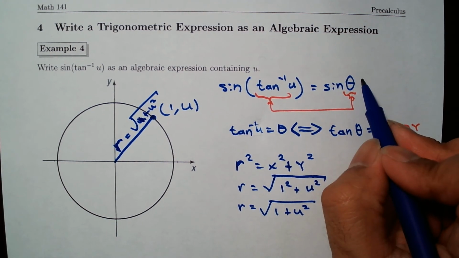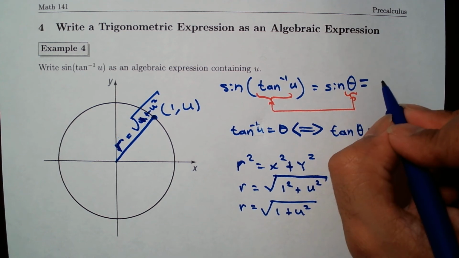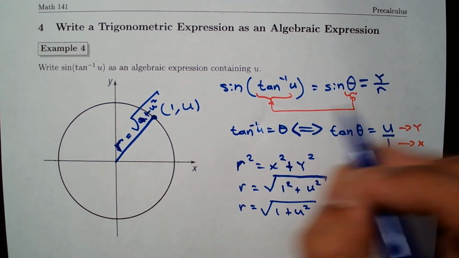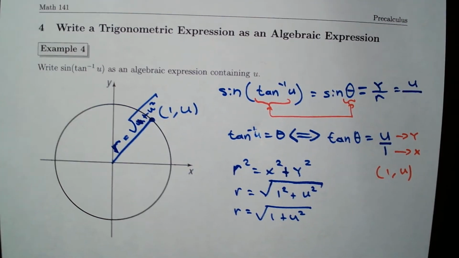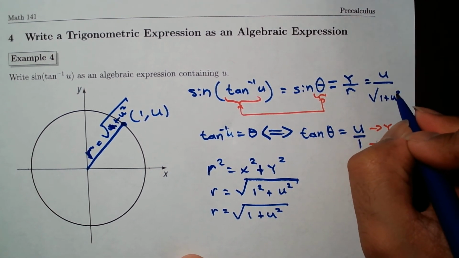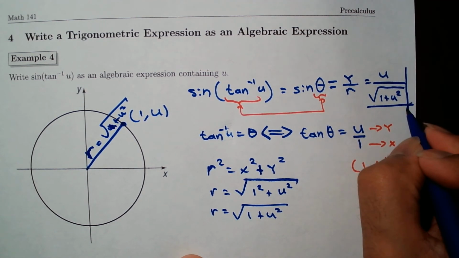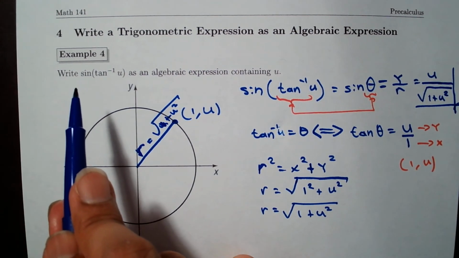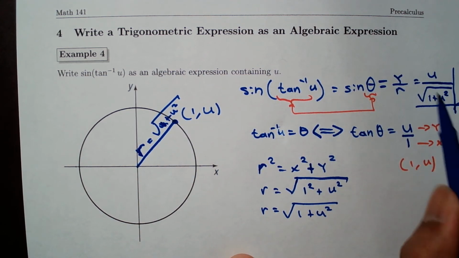Alright, now we need to evaluate this sine function. Sine by definition again is y over r, where y is u and r is this radical expression. I know you might be thinking, well, what are we essentially doing? Well, we are writing this expression that is given in trigonometric form as an algebraic expression that contains only u.